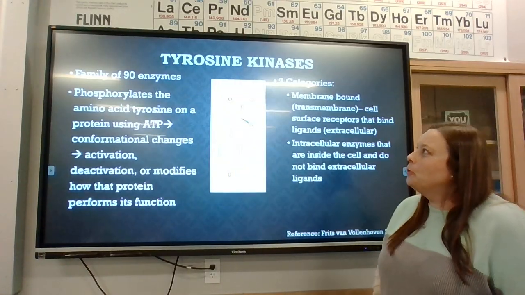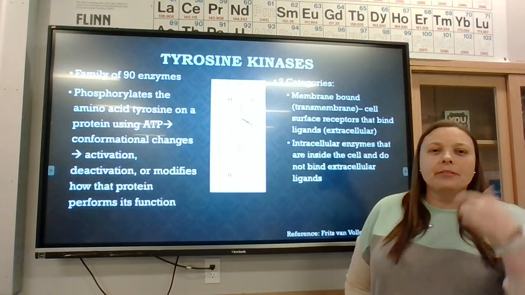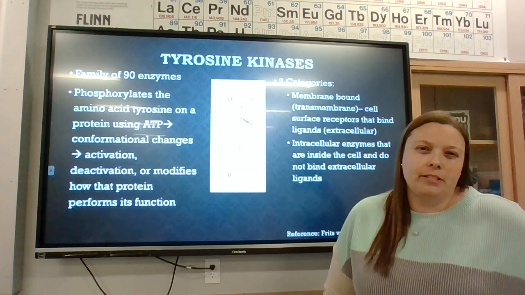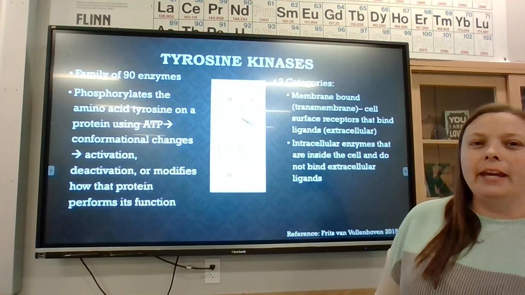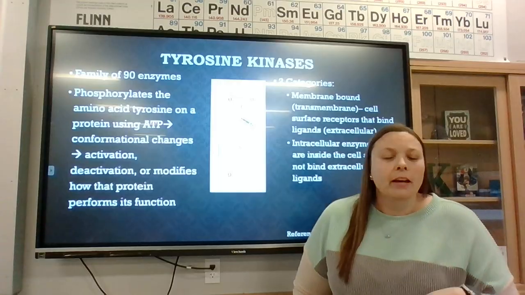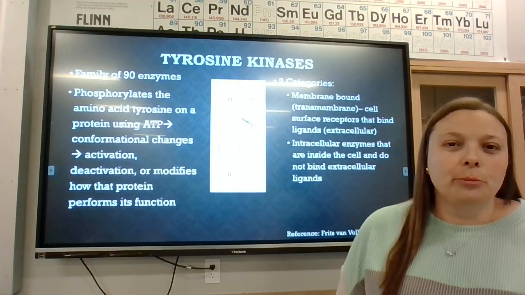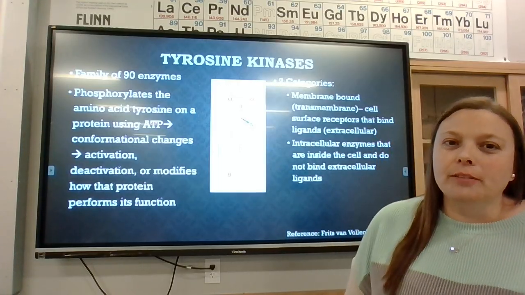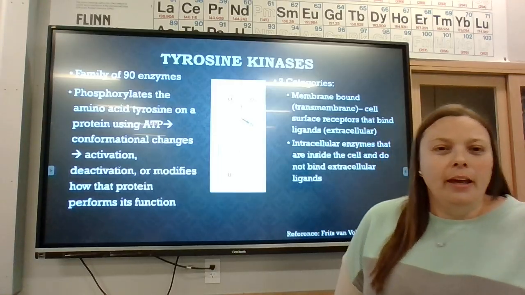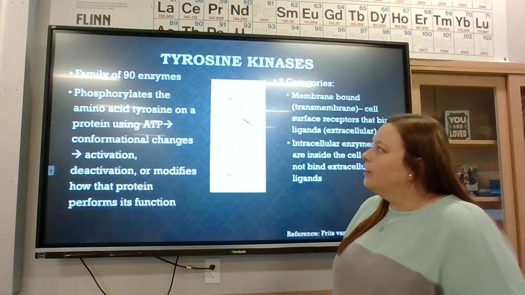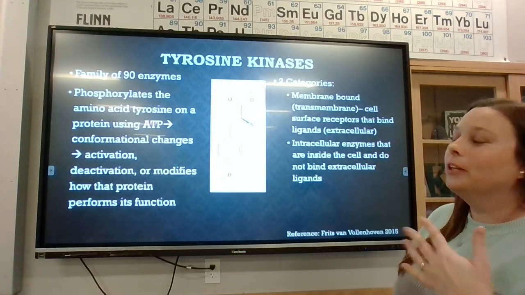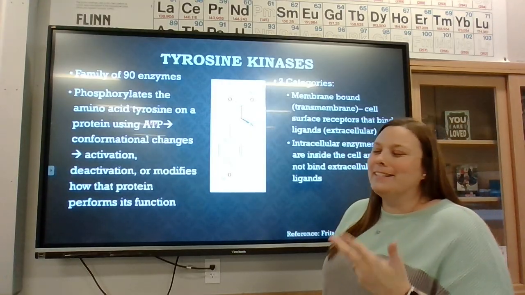So first, before we get into some in-depth conversation about some particular tyrosine kinases, I'm going to go ahead and describe the family of tyrosine kinases themselves, and then we can get into a little bit more depth. So first of all, tyrosine kinases are a family of about 90 different enzymes, and all of those enzymes are involved in phosphorylating the amino acid tyrosine.